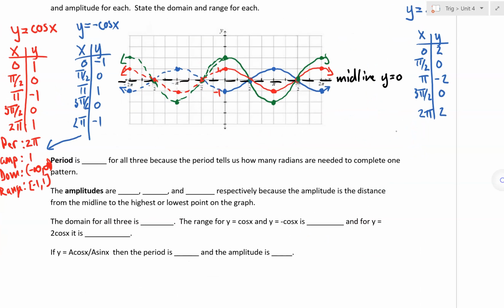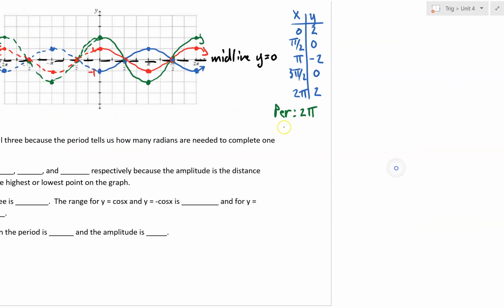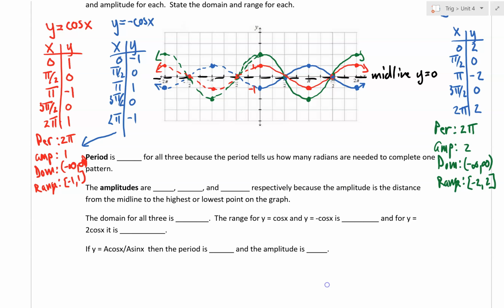They want to know what is the period here. Well, our period is still the same, 2 pi. It takes 2 pi for this thing to go through one whole loop from 0 to 2 pi. Our amplitude, well, now our amplitude is different. It's now 2 because from the midline we have to go up or down 2. Our domain doesn't change. Still all real numbers. And our range is going to be everything from -2 to 2. So hopefully we see what's going on there.